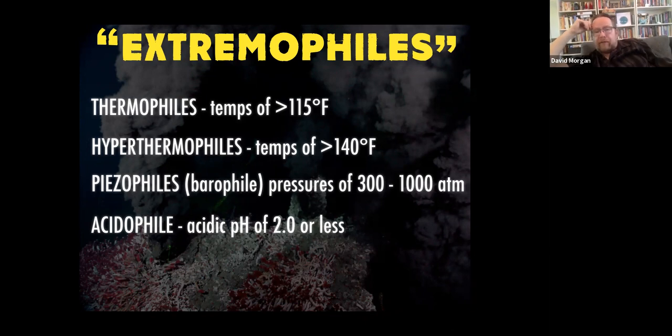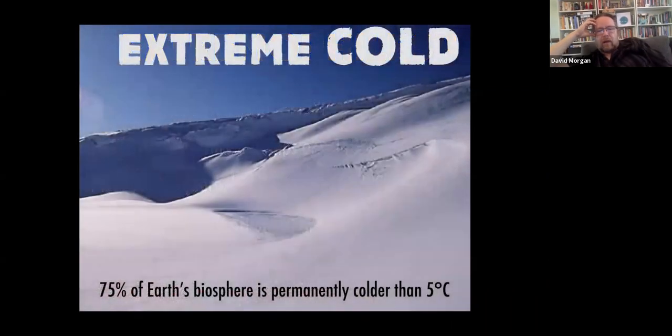Barophiles, think of a barometer which measures pressure, or piezophiles, can withstand high pressures, pressures of 300, 400, all the way up to 1,000 atmospheres worth of pressure. Acidophiles can withstand extremely acidic environments with a pH below 2.0. Neutral water has a pH of 7. Higher pHs than that are bases, lower pHs than that are acids. So a pH of 2.0 would be like the hydrochloric acid you might use in a chemistry lab, not pure, but diluted hydrochloric acid. There are also organisms that can withstand extreme cold.